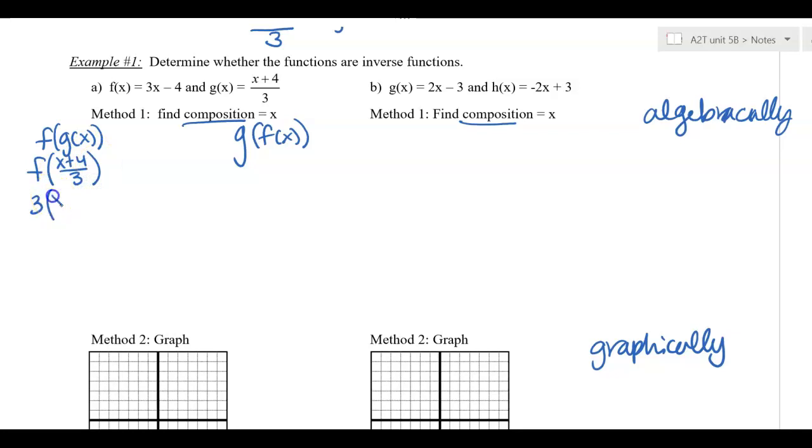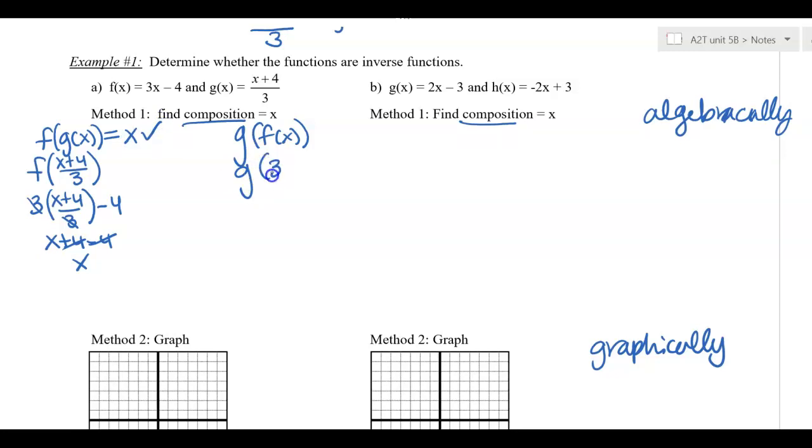So that will look like 3 times (x plus 4) over 3, minus 4. So I'd get x plus 4 minus 4. So I'd get x. So f of g of x does equal x. And now I need to check that it works the other way as well.